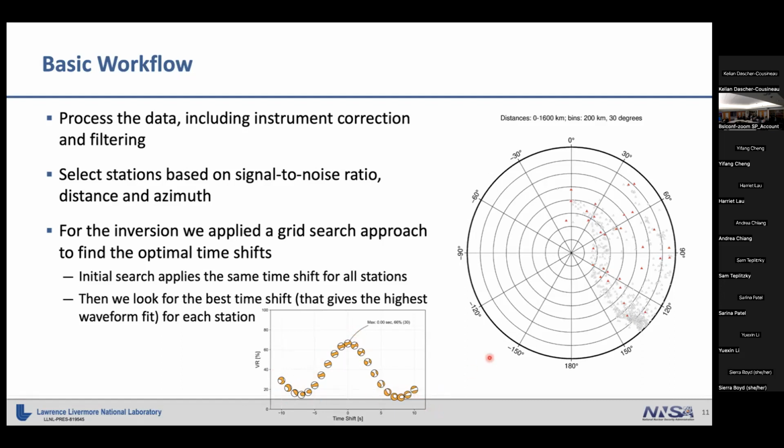And then the time shifts, you have to cap them at a certain value. So we typically don't allow them to be more than half of the minimum filter wavelength. Even that is a pretty wide range, because you don't want to get into cycle skipping and anything like that. And if you have a larger time shift, that's indicative that your model is probably not suitable for what you want to invert for.